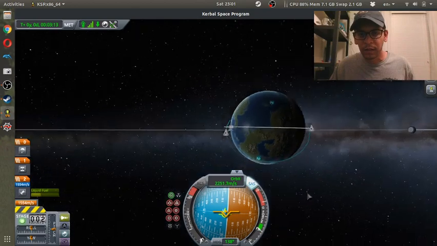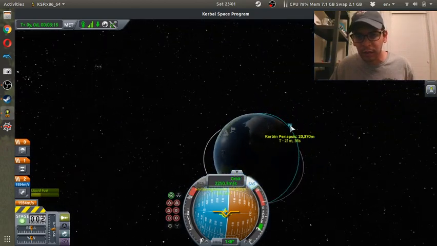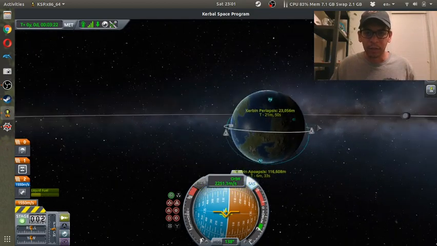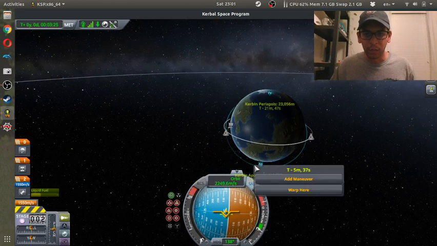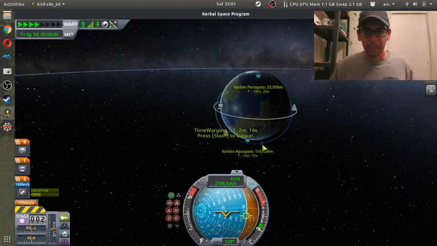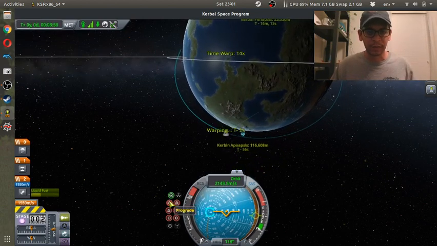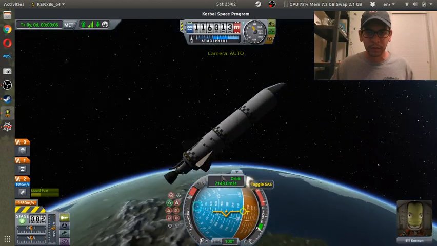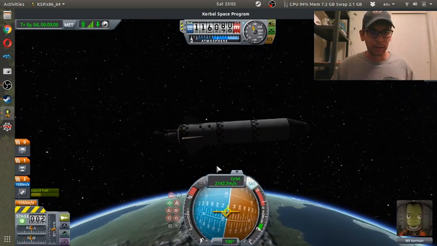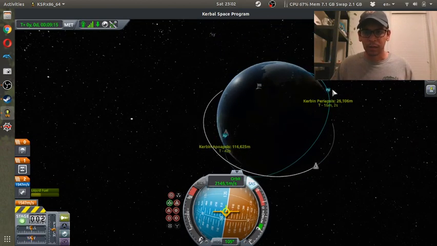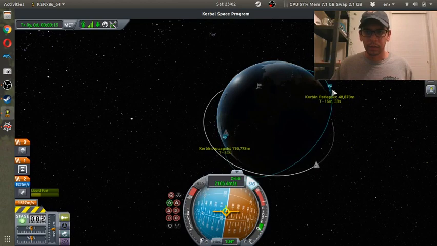And cut. Okay, so let's see. Apogee is 114. Perigee is 20. So what we need to do is warp to apogee and do a Hohmann transfer, basically, and then go to prograde. So hopefully our rocket is going to orient prograde. And then we just throttle up. And when that gets to 60, we have done it.